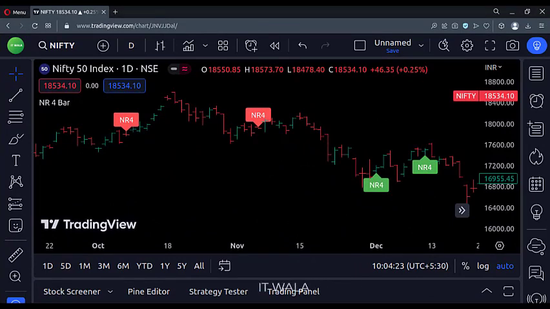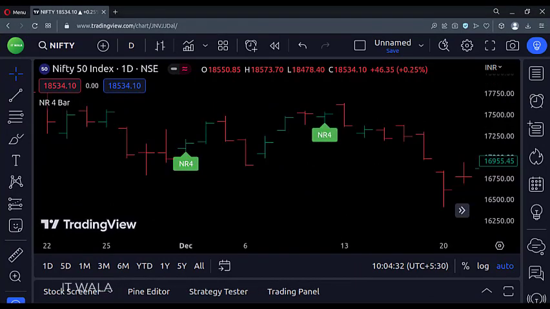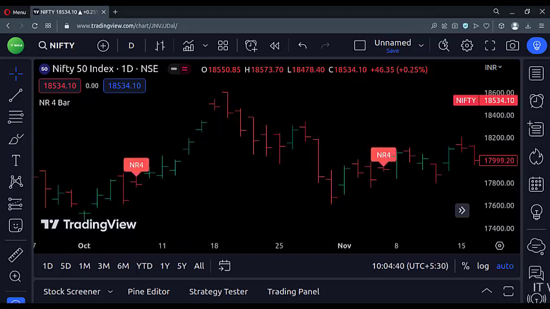As you can see, our indicator has now marked various NR-4 candles. These are the bullish NR-4 candles. As you can see, these candles are smaller than their previous 3 candles, and also, these candles are inside candles. Similarly, here we get the bearish NR-4 candles.